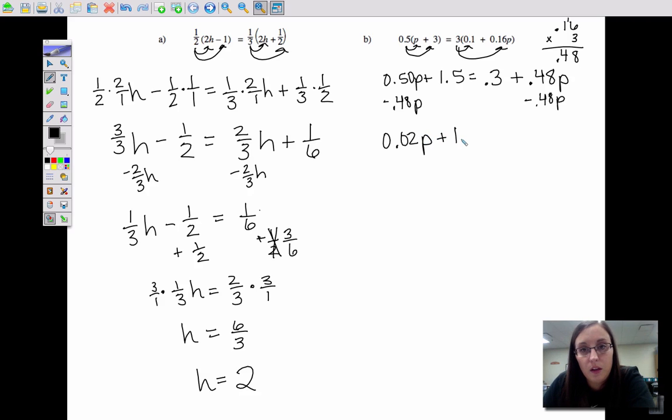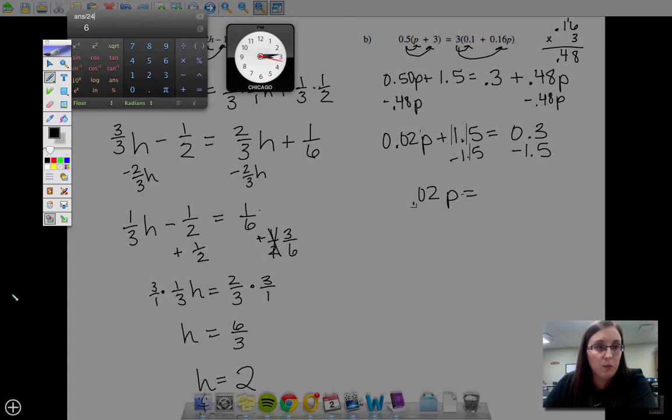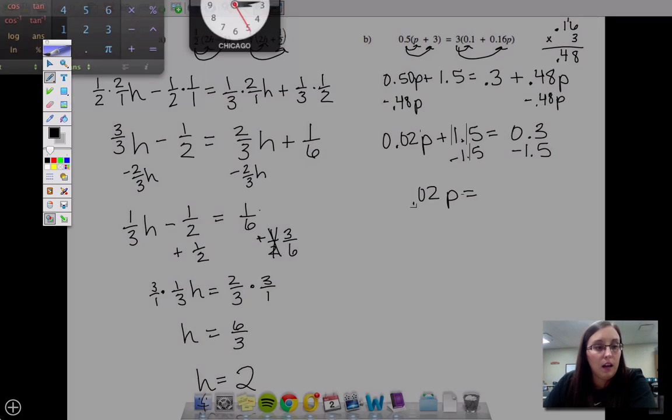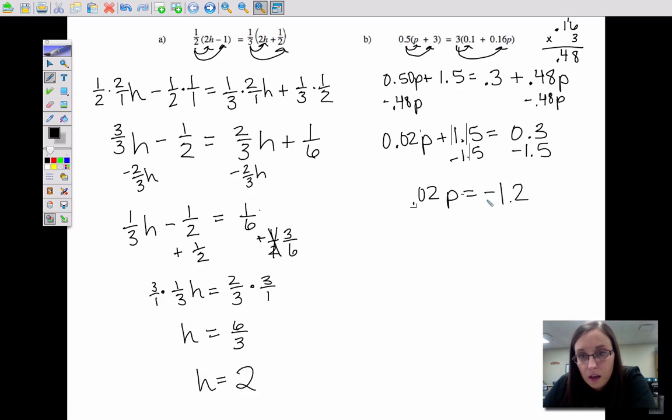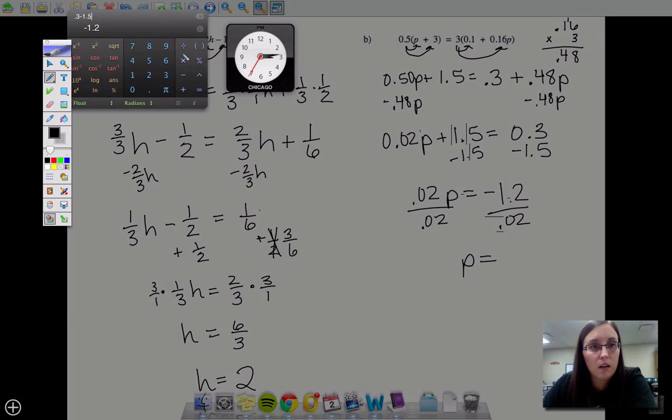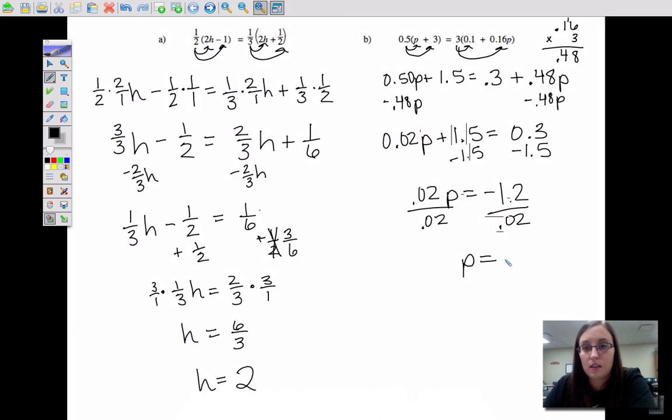0.02p plus 1.5 equals 0.3. Now I'm going to subtract 1.5. So I've got 0.02p equals, now this one I'm going to go ahead and use my calculator because I know I'm going to get a negative answer here. So I'm going to do 0.3 minus 1.5, and I get negative 1.2. And then I'm going to divide by 0.02, and I get negative 60 as my answer.